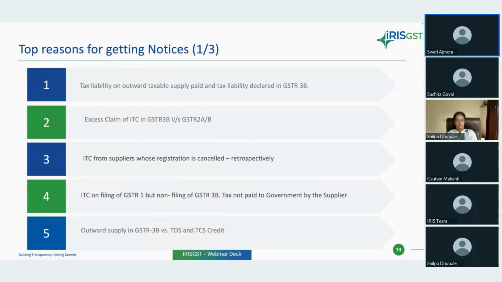In the GSTR 3B return, the taxable outward supply mentioned in table 3.1A and 3.1B should match the tax liability mentioned in GSTR 1 tables 4, 5, 6, 7 related to B2B supply, related to the debit notes and credit notes which you have issued, and any amendments which you have done in tables 9, 10 and 11. So when you file your return in 3B, you should match your GSTR 1 and 3B.